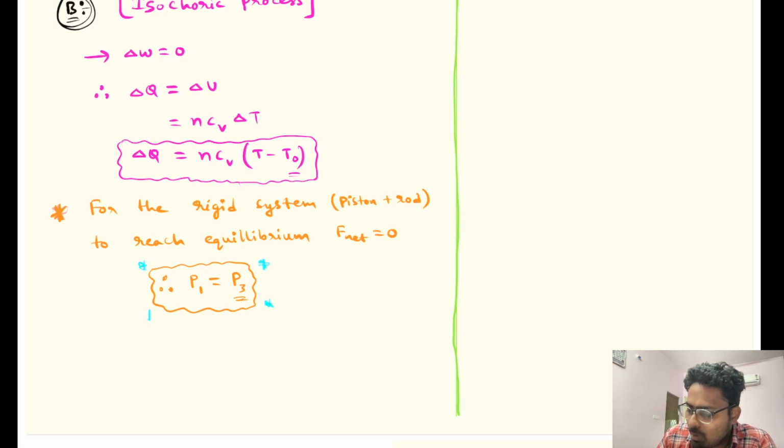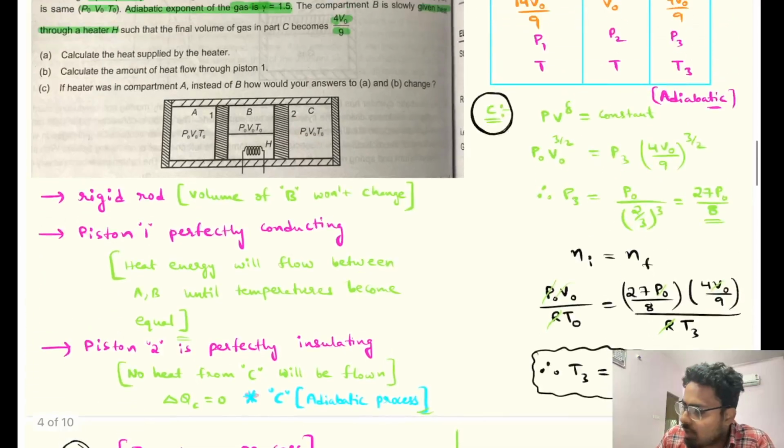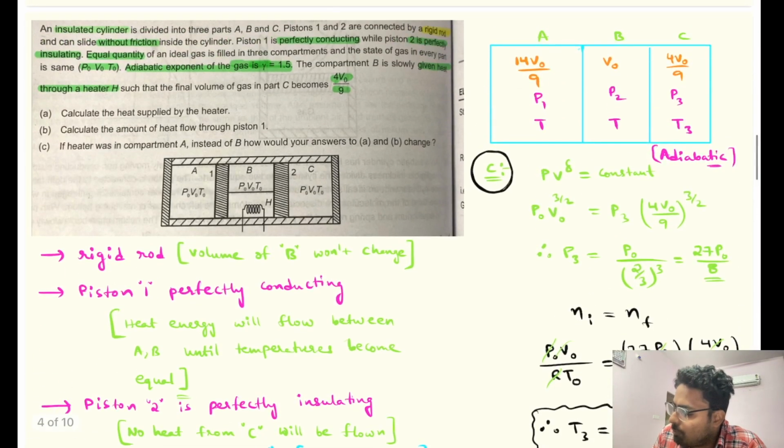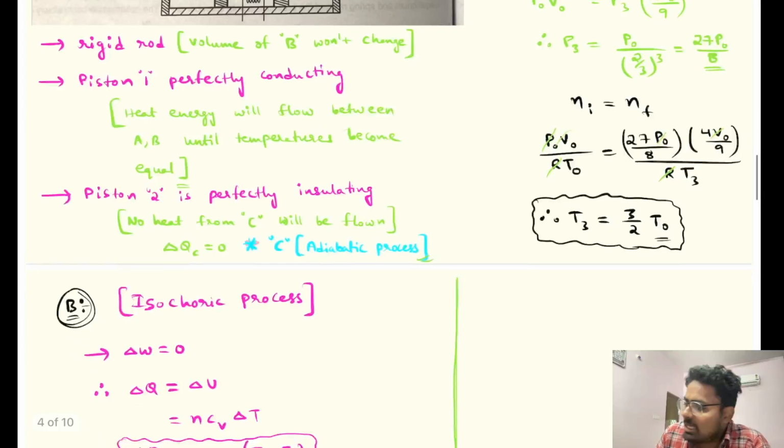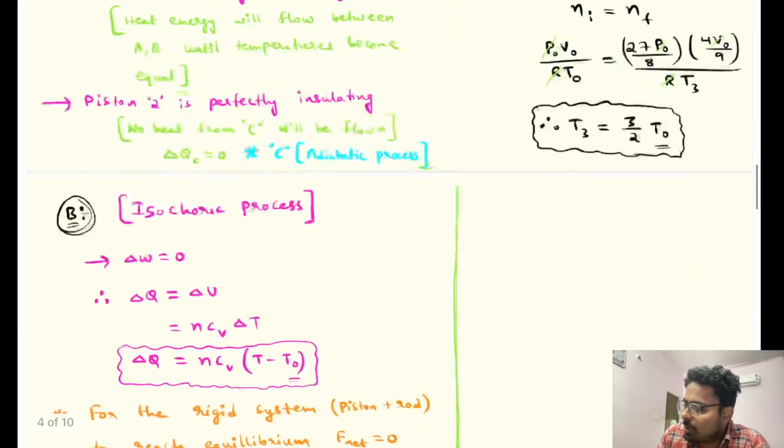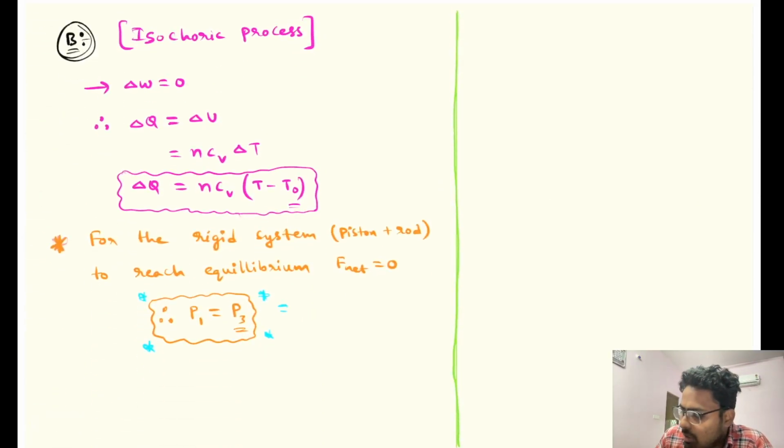Okay, so therefore P1 equals P3. Already I have found the value of P3, right? What's the value of P3 I have got? P3 value I got as 27 P naught by 8. That means now we need to do the analysis of compartment A as well, right?